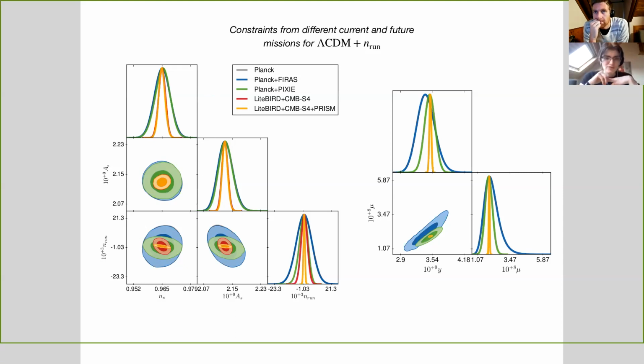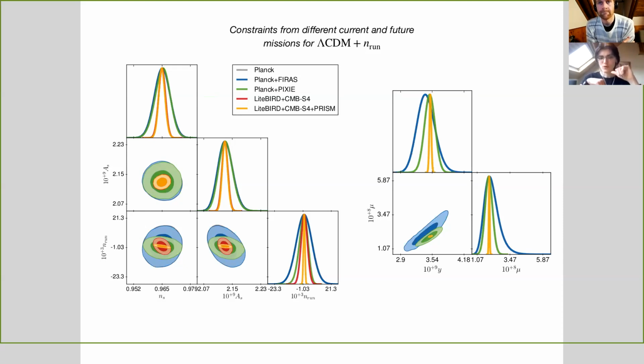So then on the left plot here, I show the two-dimensional posterior contours for the three main parameters involved: n_s, A_s, and the running. The diagonal elements are just the one-dimensional posteriors, so we can ignore those. Of the three actual contour plots, if we focus on the one on the top left, this is how A_s and n_s change. And here we see that the yellow and the red completely overlap. So basically LiteBIRD and CMB-S4 will do exactly the same as LiteBIRD and CMB-S4 plus PRISM. So in that plot, PRISM is not helping.